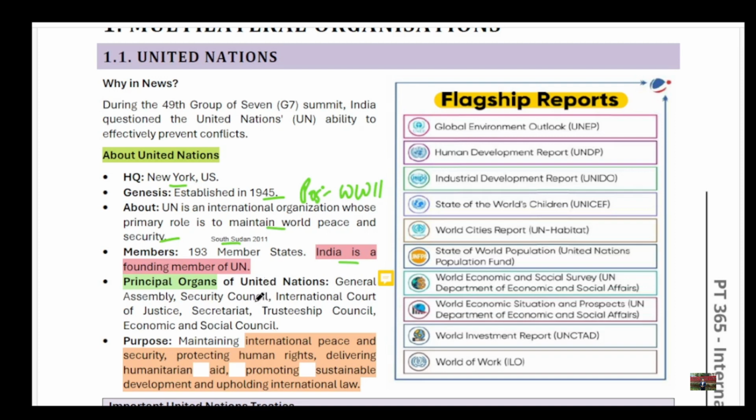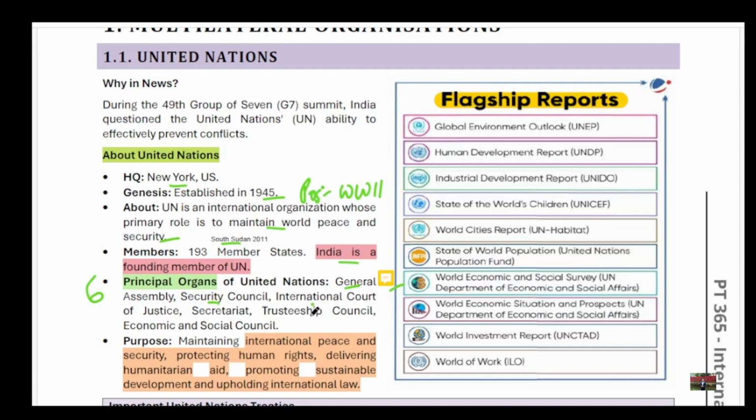There are a total of 6 principal organs of the United Nations. This is very basic and might not be asked directly in the preliminary examination, but questions related to the subbodies and subcommittees can be asked, as we will see. What are the 6 different organs? The first one is the United Nations General Assembly, which has 193 members. The second is the United Nations Security Council. The third is the International Court of Justice.